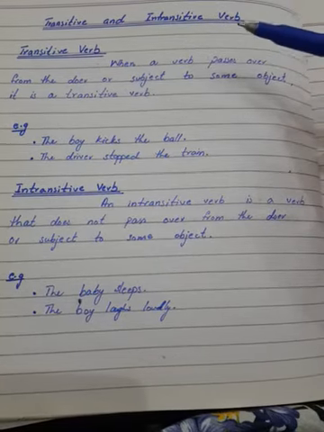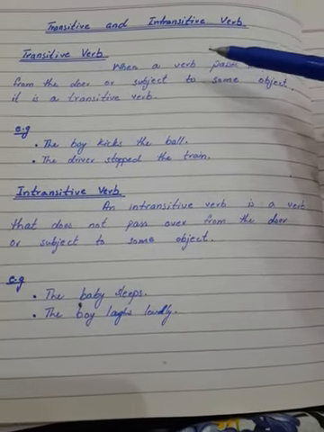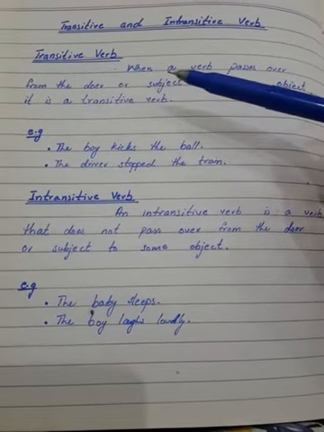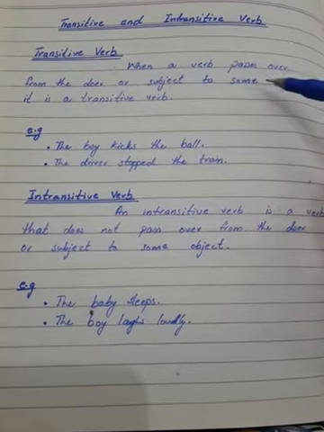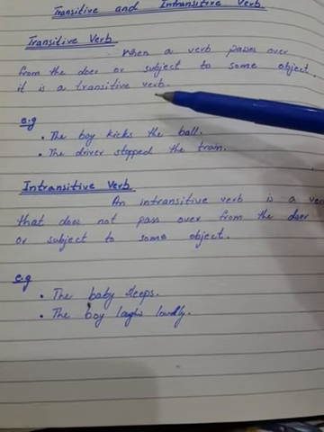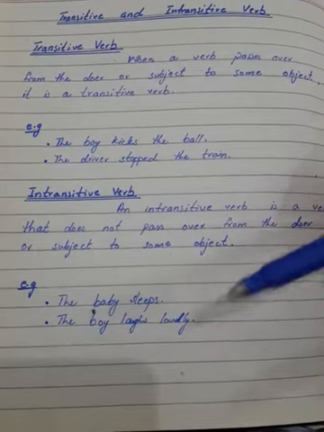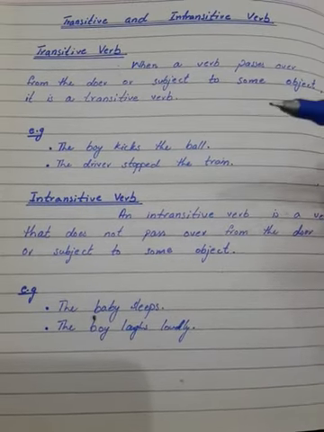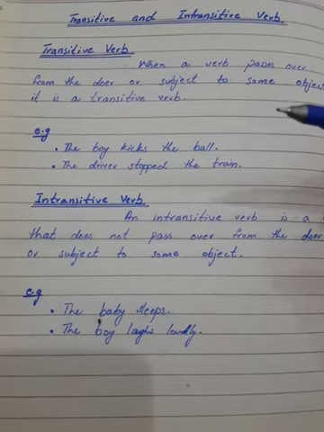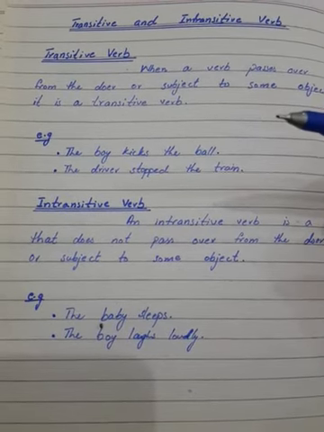Today we are going to study transitive and intransitive verb. Transitive verb. When a verb passes over from the doer or subject to some object, it is a transitive verb. It means that when an action is received by some object, that is a transitive verb.